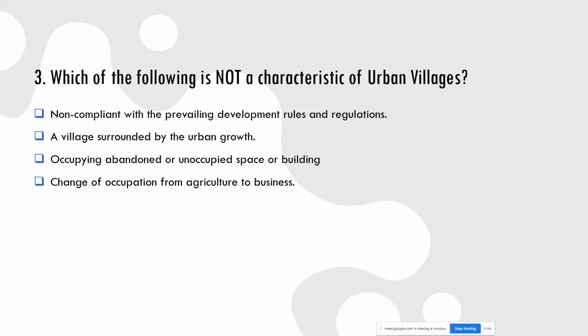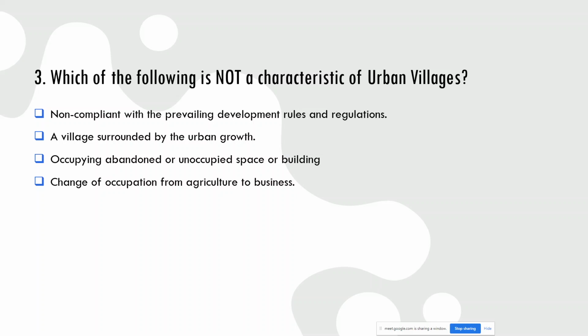It actually depends on the tenancy period, how long the people are staying in that particular space or building. So occupying abandoned or unoccupied space or building is actually giving an example of either a slum or squatters. This is usually another type of informal housing typology. So the third option is the correct answer for this particular question.